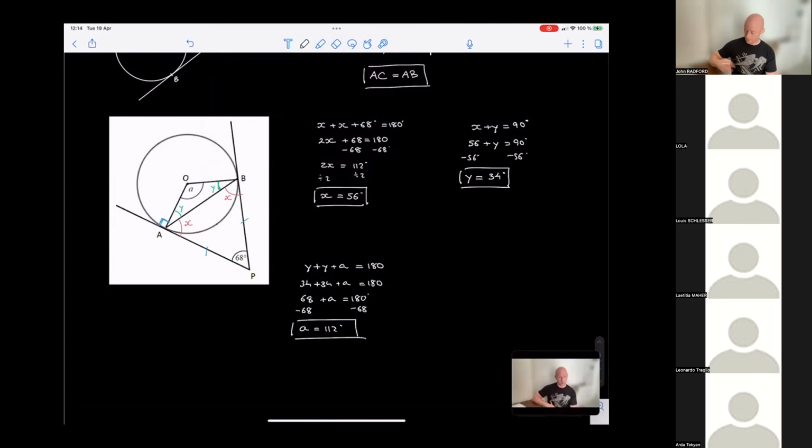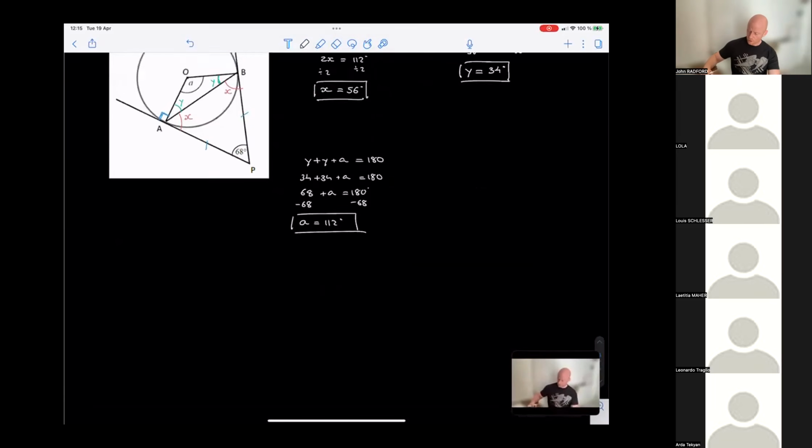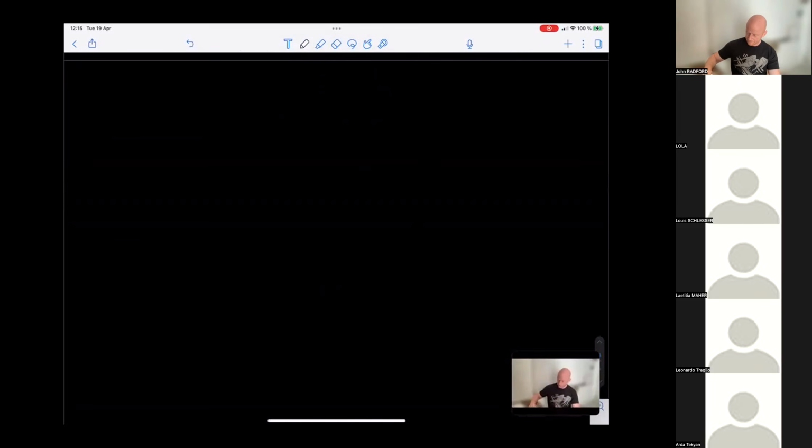I know this is long. One more theorem to throw your way, then I'll let you be, and please practice these. Last theorem, again involving tangents, and this one is the alternate segment theorem.